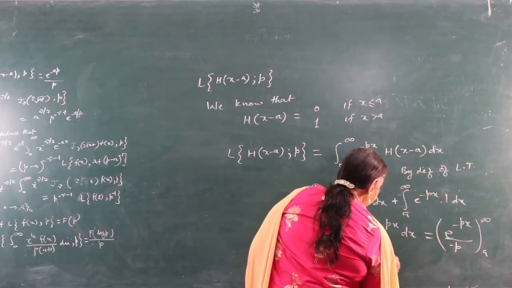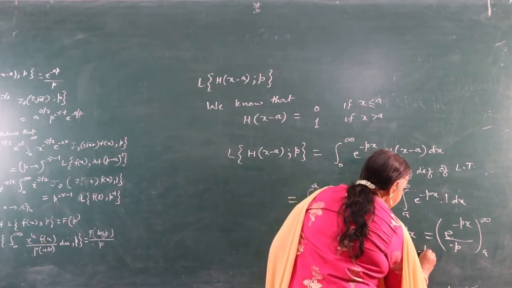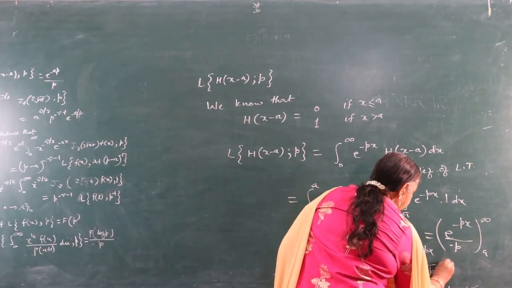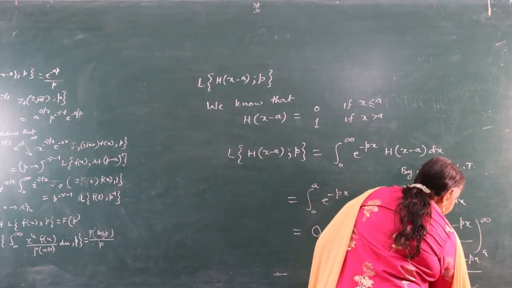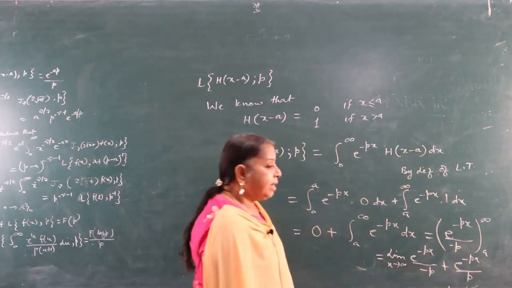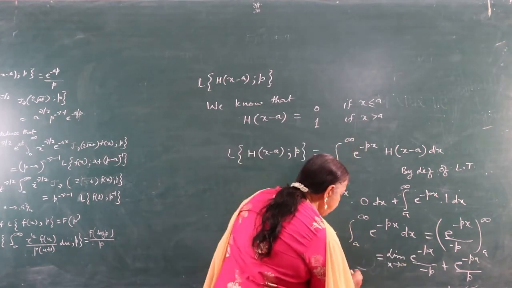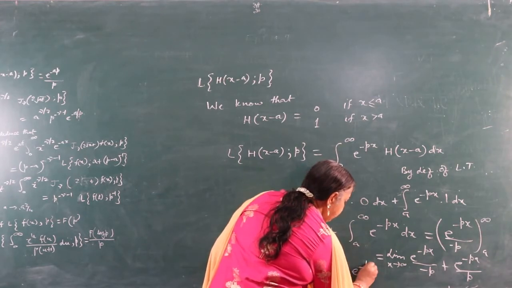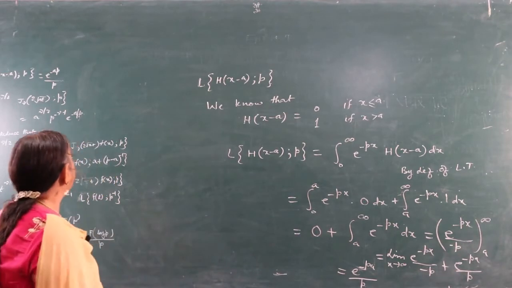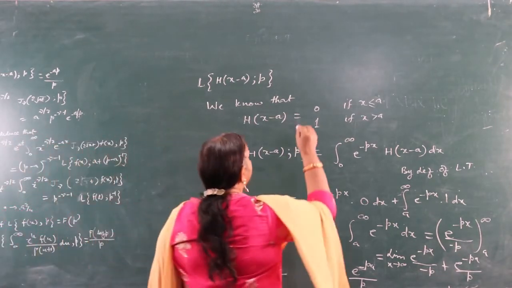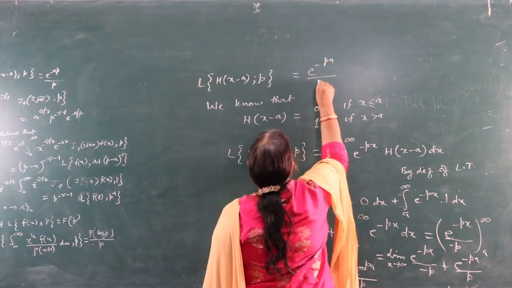Now this is equal to limit x tending to infinity e raised to minus px upon minus p plus e raised to minus pa upon p. As x tends to infinity, this e raised to minus px is equal to 0. So this is equal to e raised to minus pa upon p. Therefore, Laplace transform of Heaviside function is equal to e raised to minus pa divided by p.